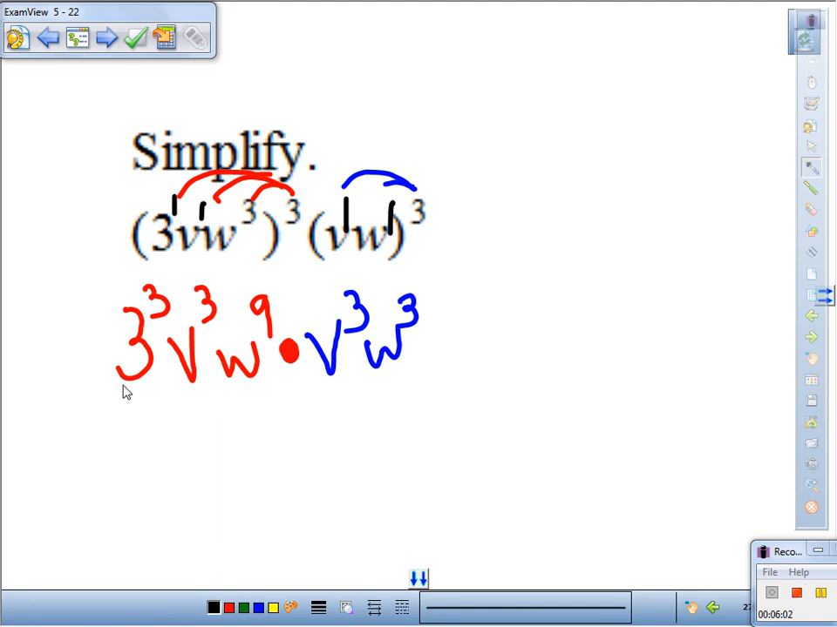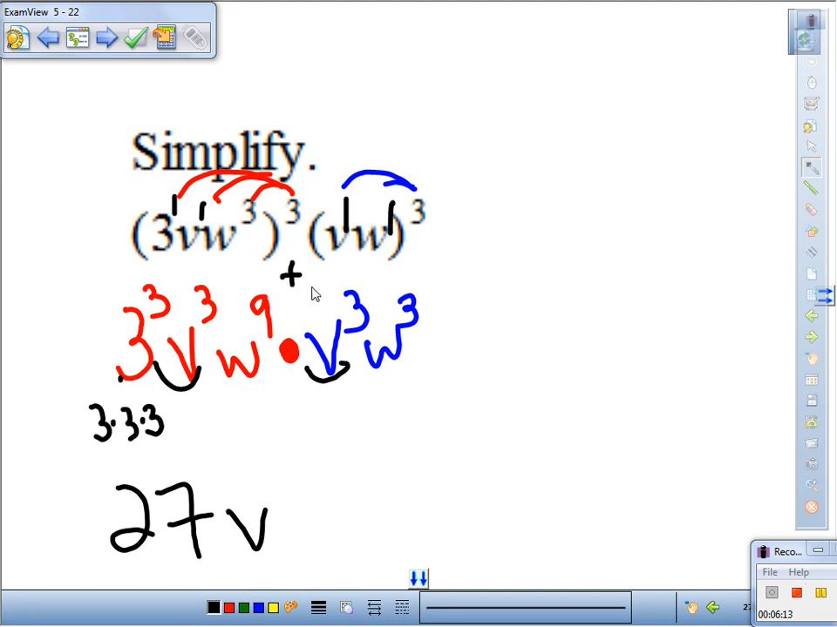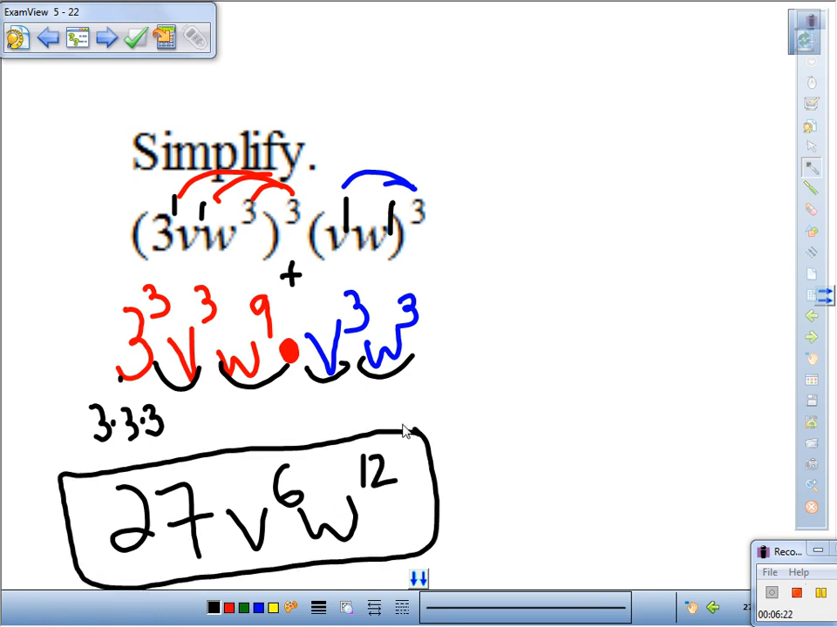Next, I'm going to simplify. What is 3 to the 3rd? 3 times 3 times 3, which is 27. Are these the same base? Yes. What happens to the exponents? We add them. What is 3 plus 3? 6. Same base? Yes. w. What is 9 plus 3? 12. And we're done.